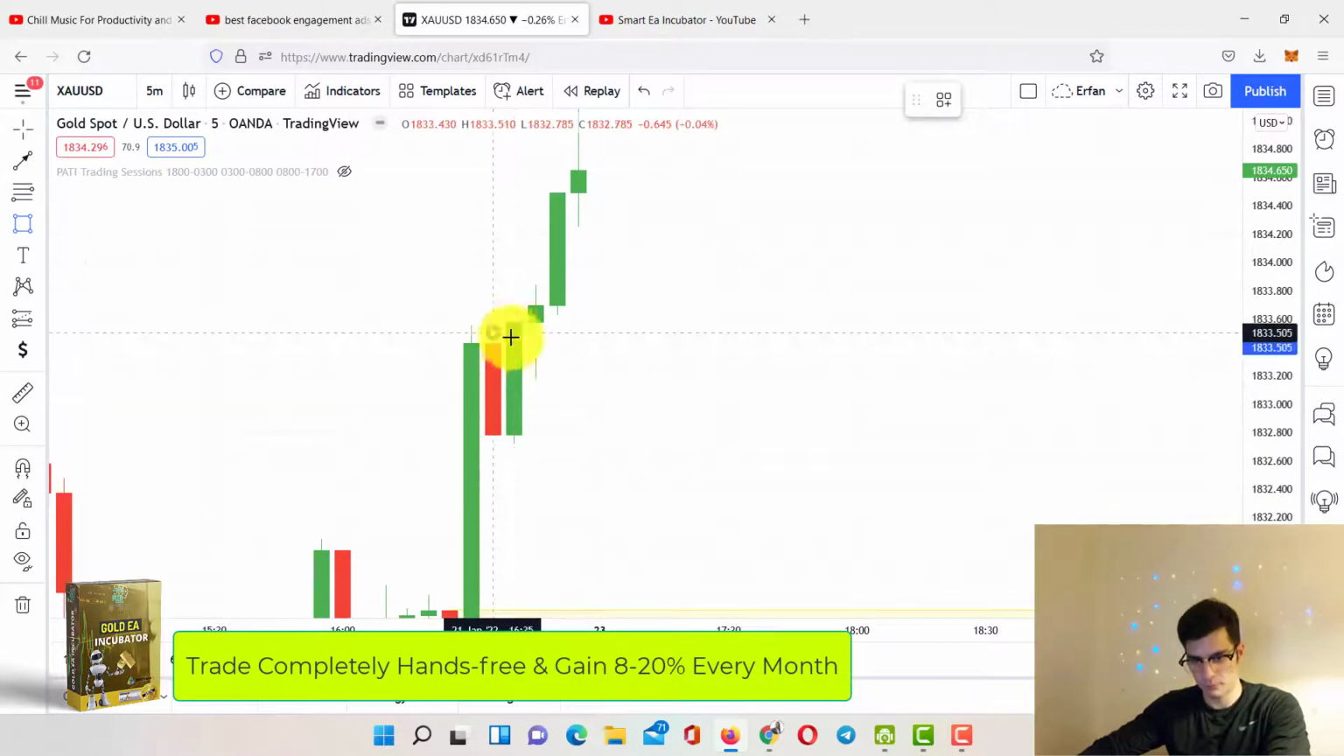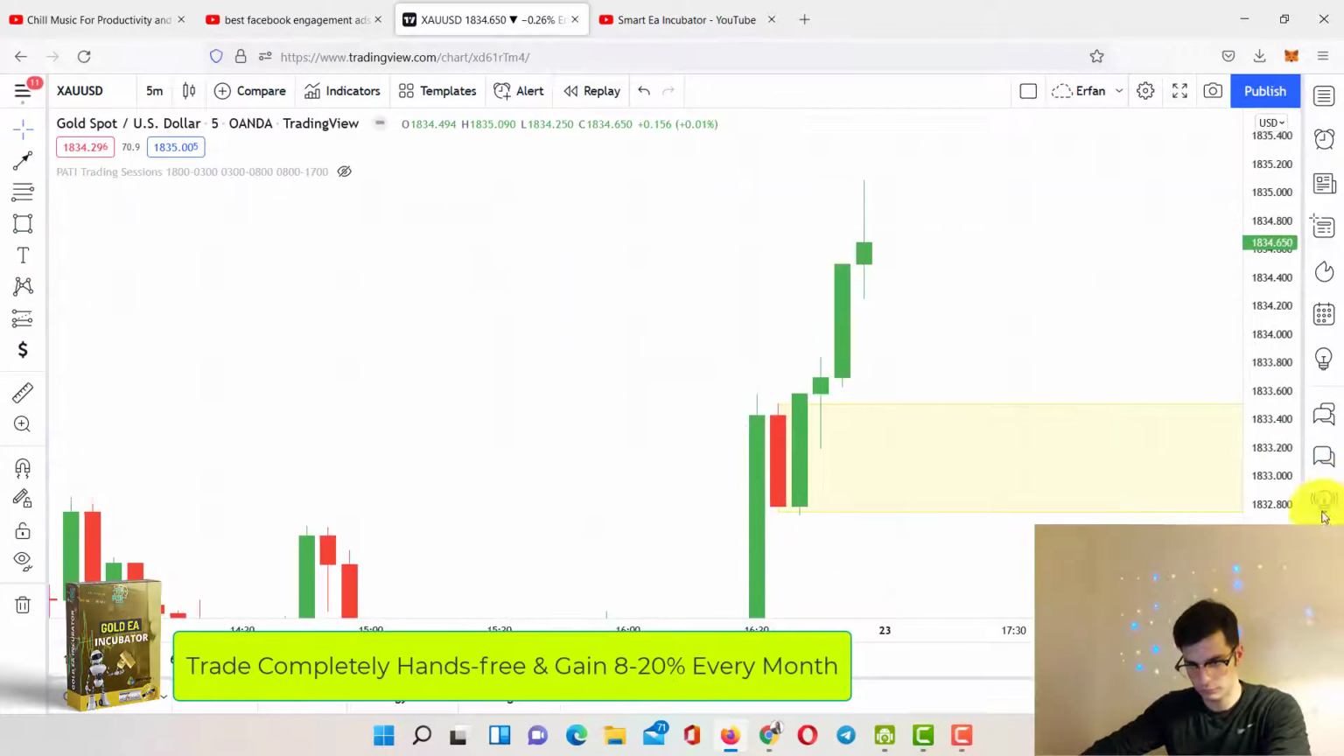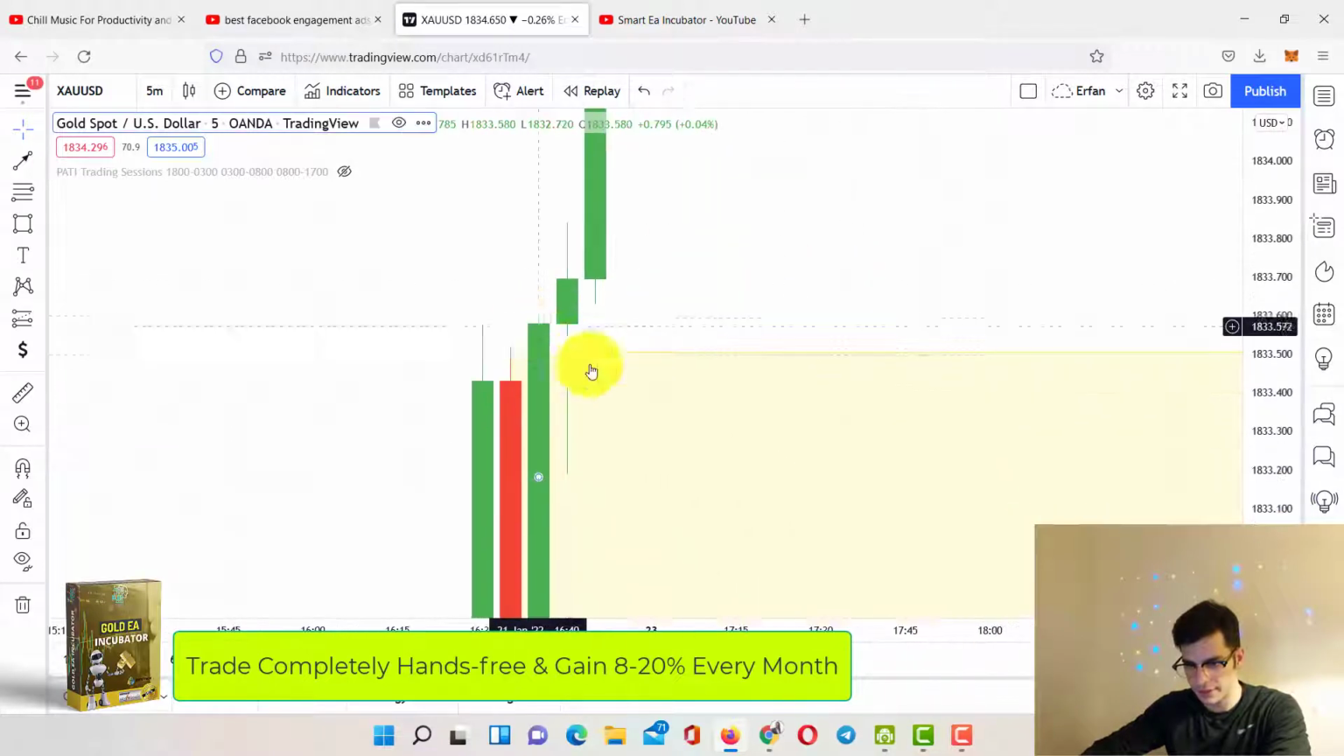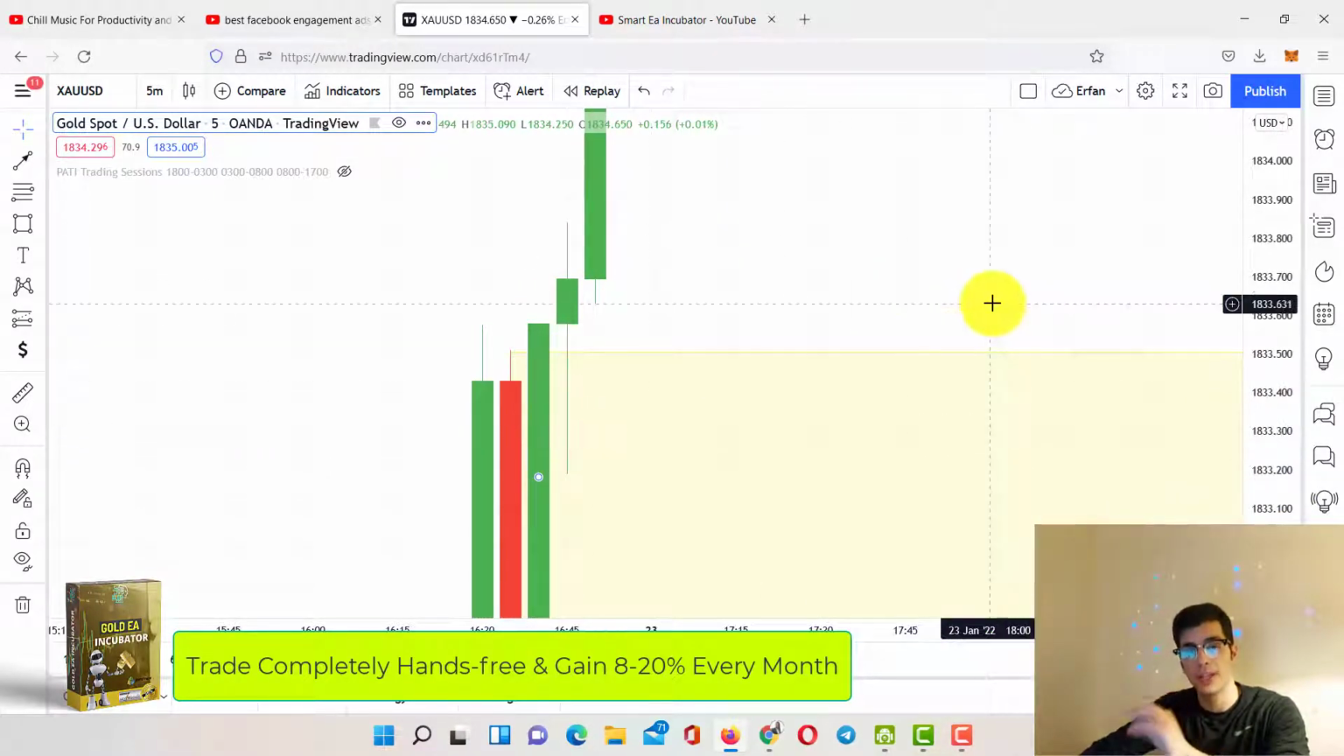See, guys, can you see this gap? And then the next candle opened exactly inside the order block. It makes it a low probability order block.